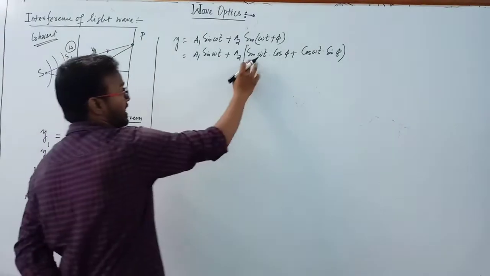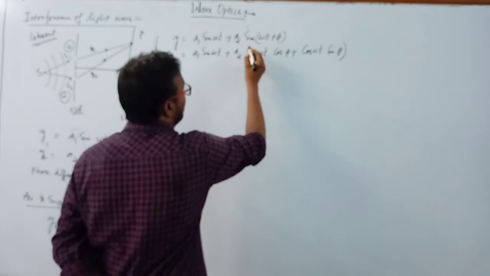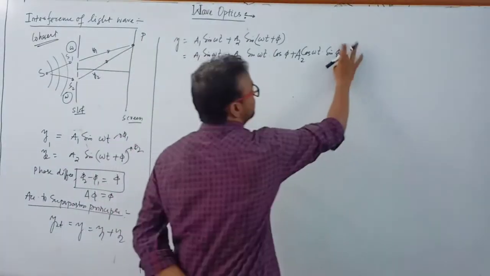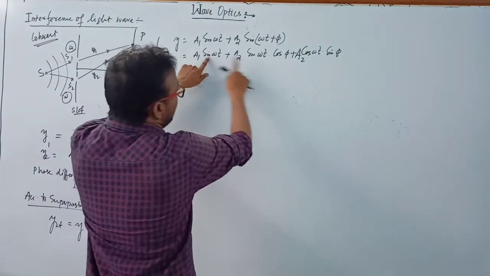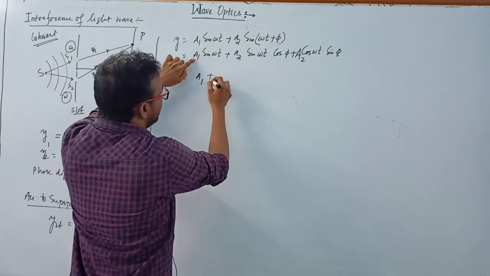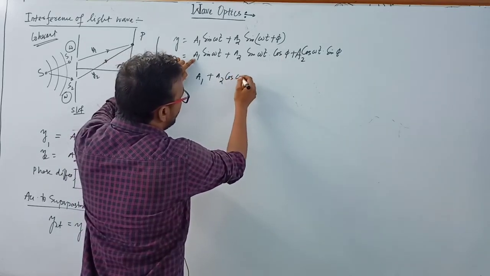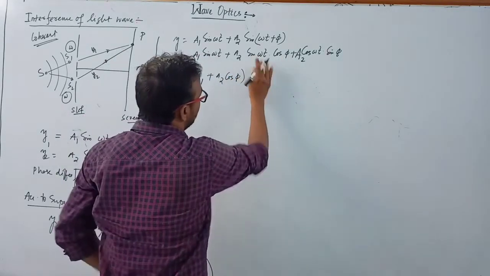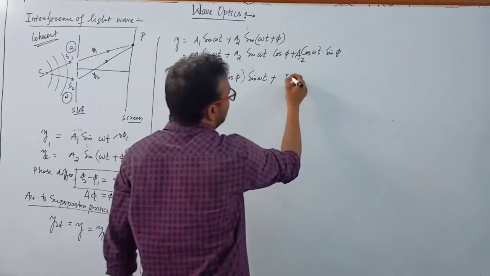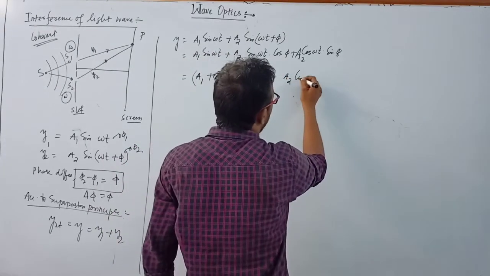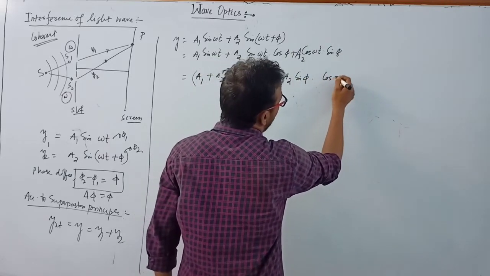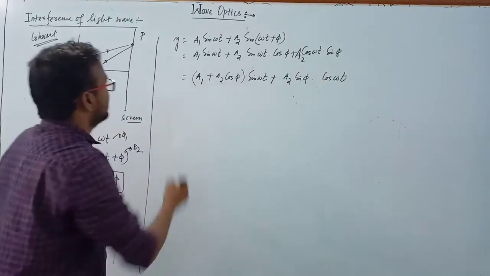We have to use this trigonometric identity. Now we have the term a2 here. Again, sin omega t appears in both terms, so if we take it common, we can write (a1 plus a2 cos phi) into sin omega t, plus another term, a2 sin phi into cos omega t. This is y.